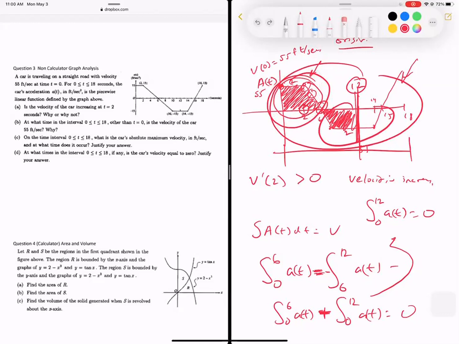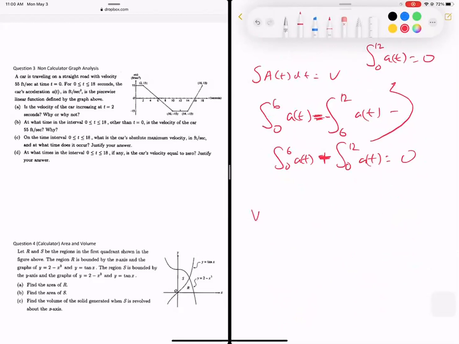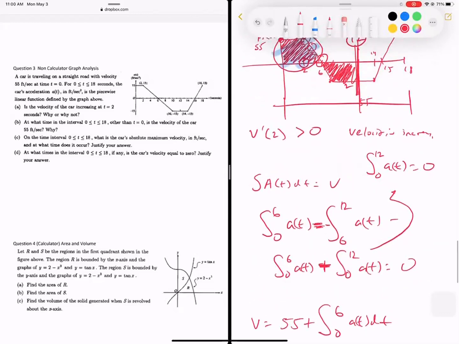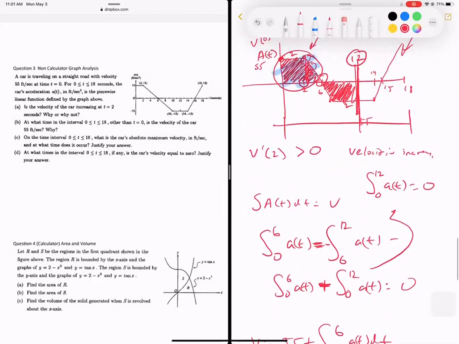What is the car's absolute maximum velocity? So we're going to add up all this velocity in this area. That's a trapezoid. So we started off, and the velocity would be, we're starting at 55, right? And we're going to add the change from 0 to 6 of our A of T, dt. Since this is a trapezoid, we can use the equation of a trapezoid. If not, you can do a rectangle and a triangle if you want. It's up to you. But they gave us all our numbers.